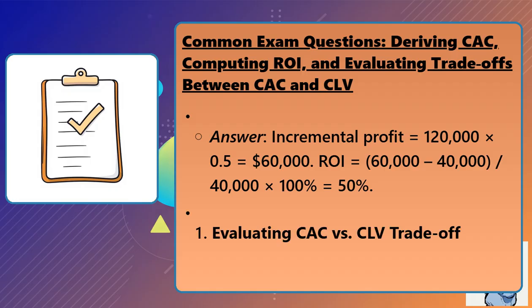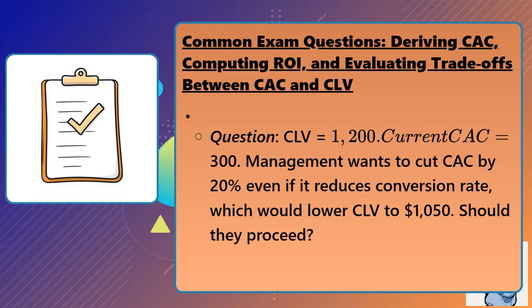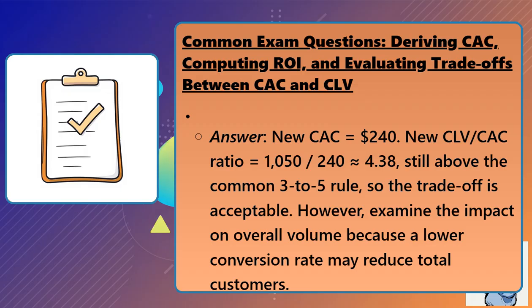Type 3: evaluating the CAC versus CLV trade-off. Question: CLV equals $1,200. Current CAC equals $300. Management wants to cut CAC by 20% even if it reduces conversion rate, which would lower CLV to $1,050. Should they proceed? Answer: new CAC equals $240. New CLV/CAC ratio equals 1,050 divided by 240, approximately 4.38, still above the common 3 to 5 rule, so the trade-off is acceptable. However, examine the impact on overall volume because a lower conversion rate may reduce total customers.